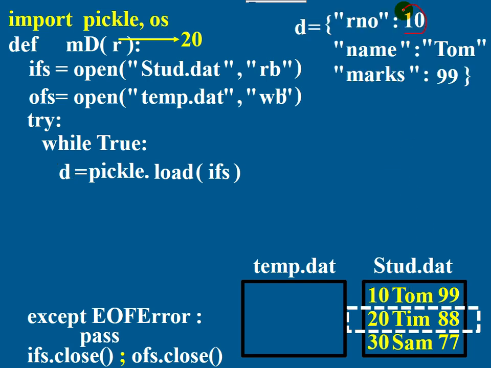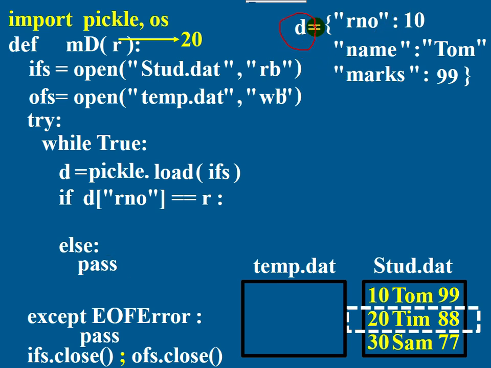How do you get the roll number present in D? D of R and O will give you the roll number present in D. So if D of R and O equal to R: in case 1, D of R and O is 10, R is 20, they are not equal, which means this is not the dictionary to be modified. So control will go to the else part, pass, an empty statement, which means this dictionary need not be modified.